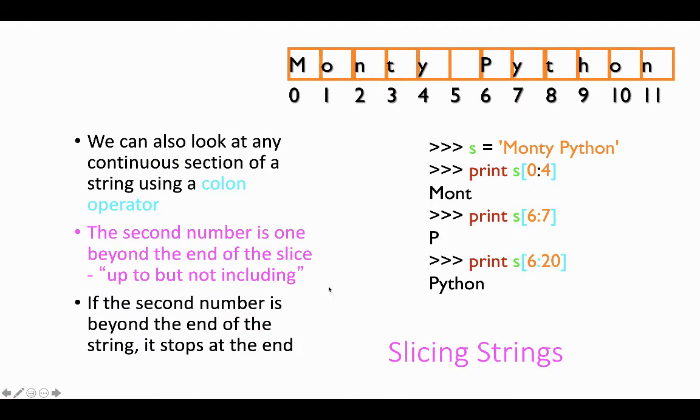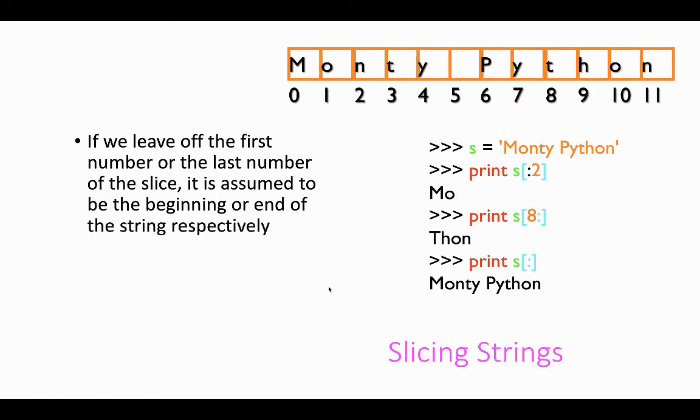So coming back to the PPT now. In the same way, if we leave off the first number or the last number of a slice, it is assumed to be the beginning or end of the string respectively. This is also a key point you have to note down. So let's see the example now.